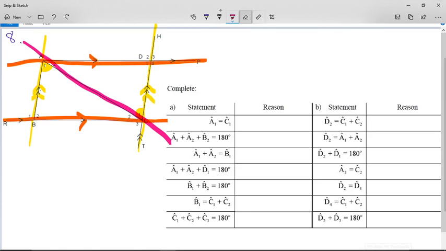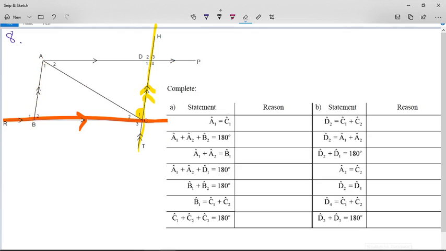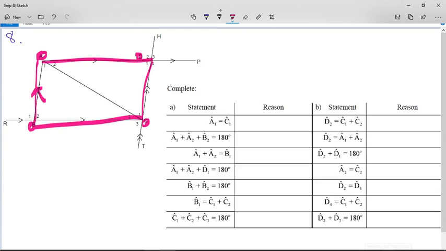What it also means, though, is that this shape over here, A, B, C, D, this shape here is a parallelogram because it's got two sets of parallel sides, okay? So it's a parallelogram. So parallelogram rules will also apply to this, as well as the ordinary rules for one pair of parallel lines. So let's go back.